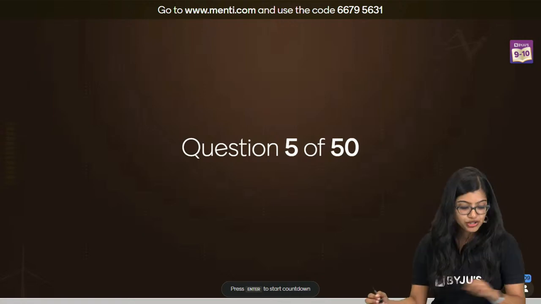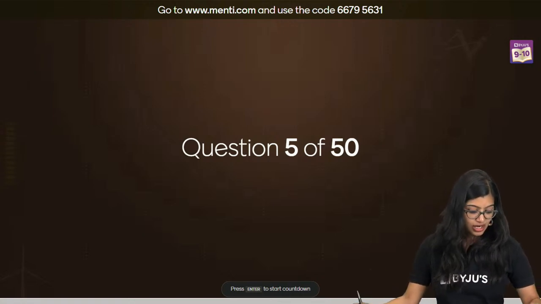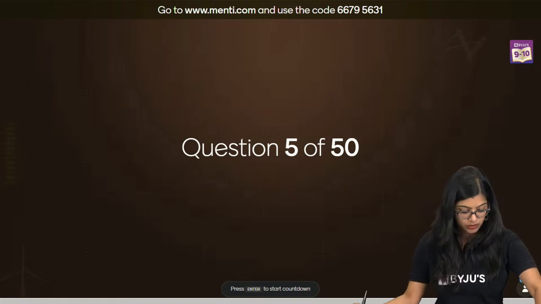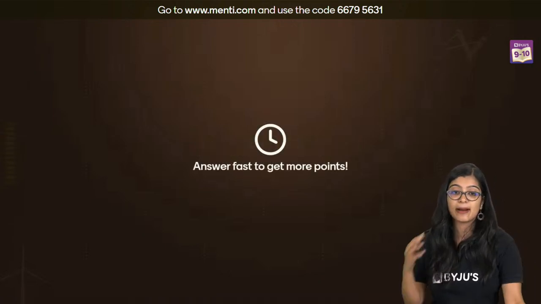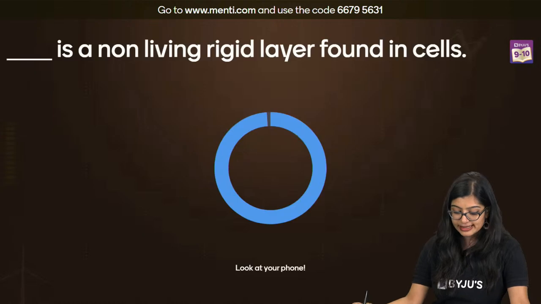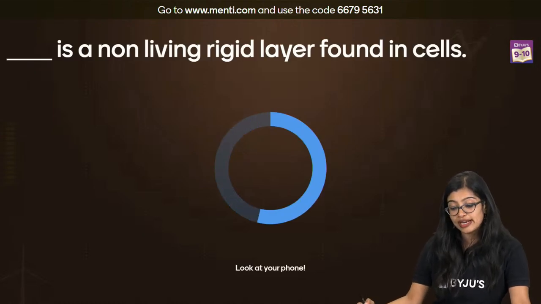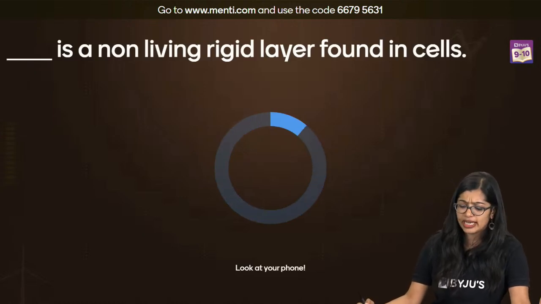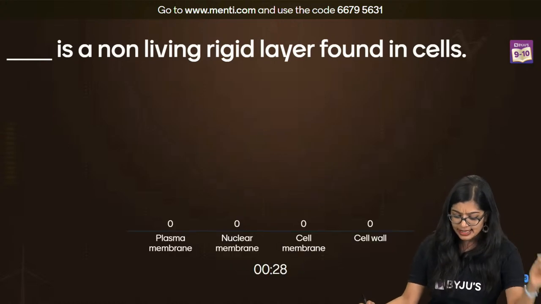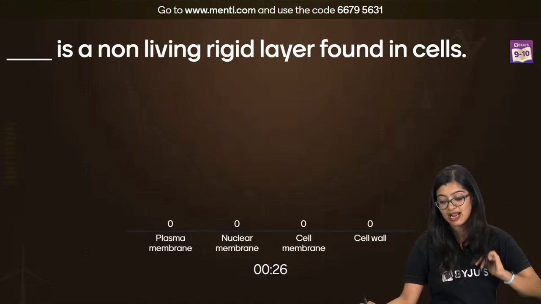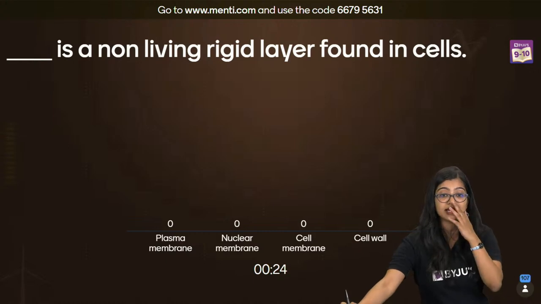Okay, moving on to question number 5, everybody, very quickly on your screens now, right? So quickly, question number 5. Let's see. Dash is a non-living rigid layer found in cells, okay? Is it plasma membrane, nuclear membrane, cell wall? Yes?